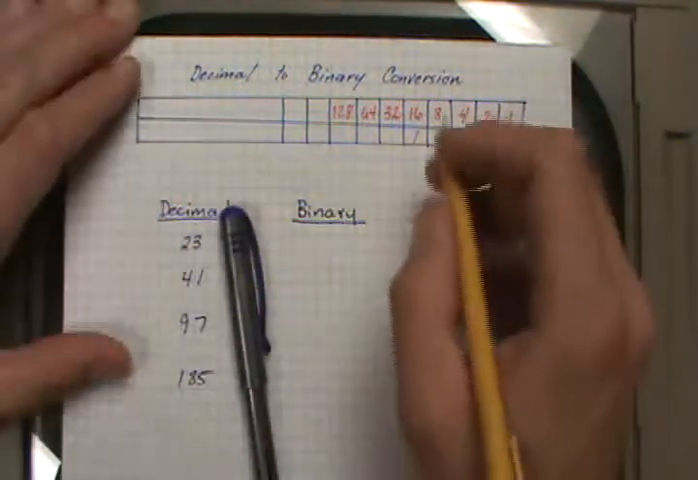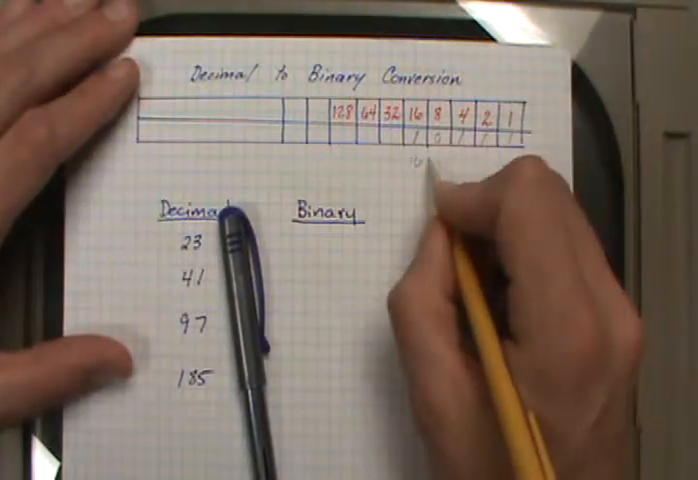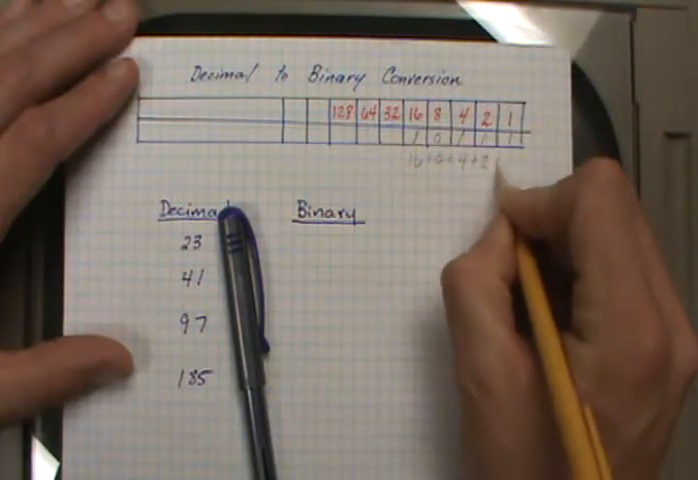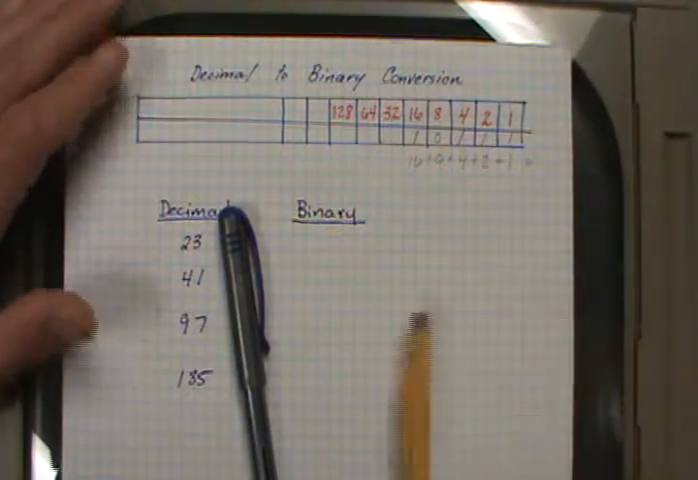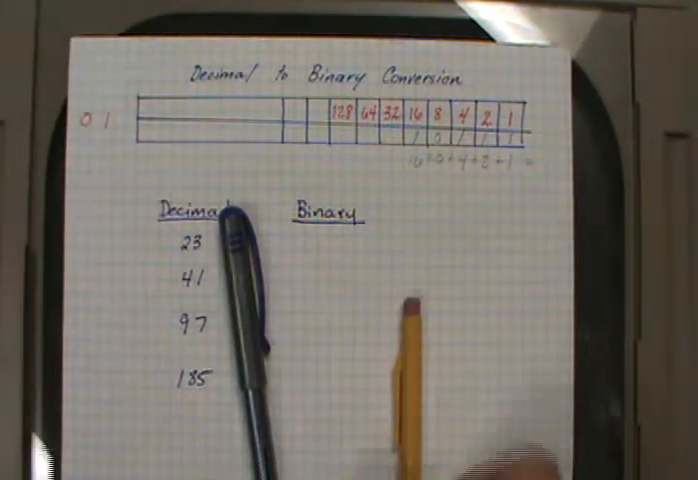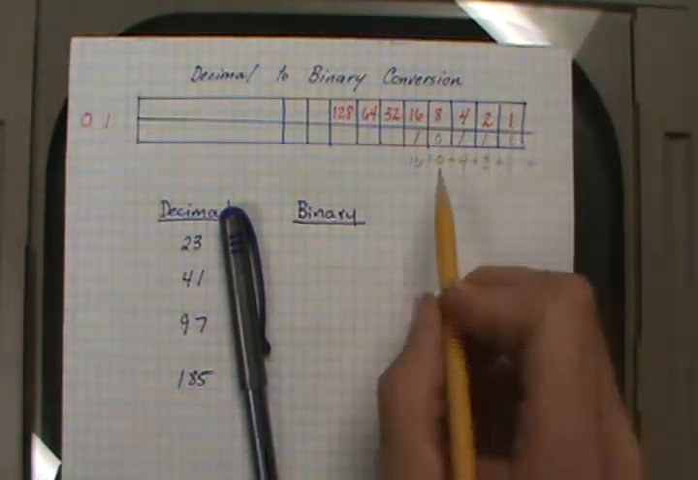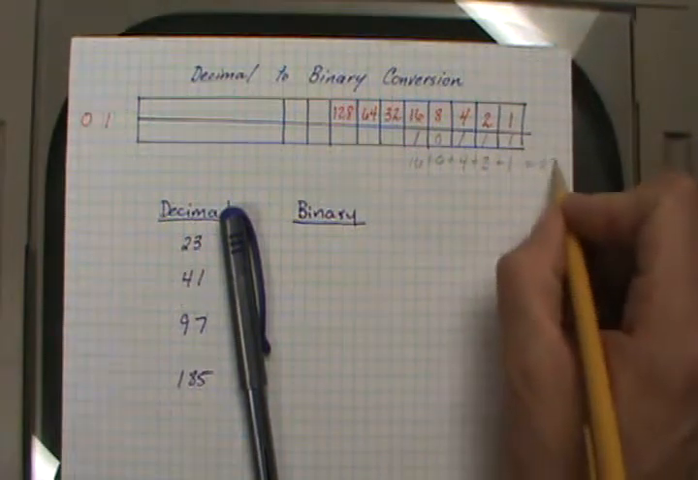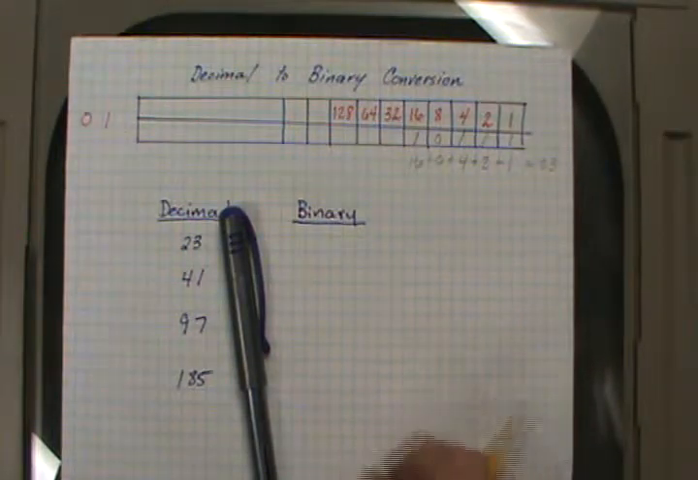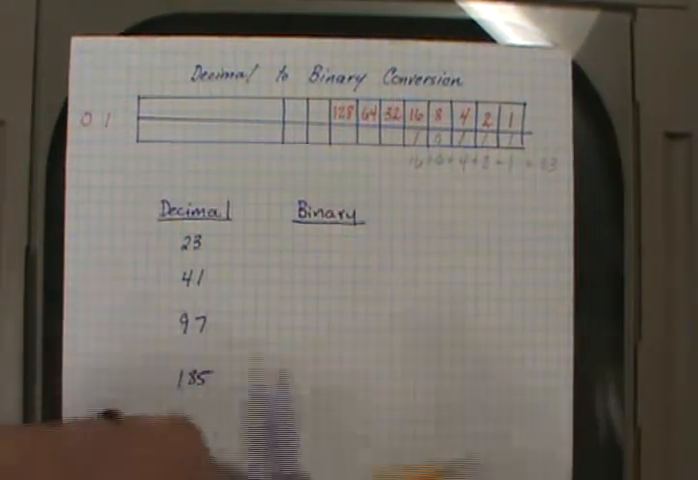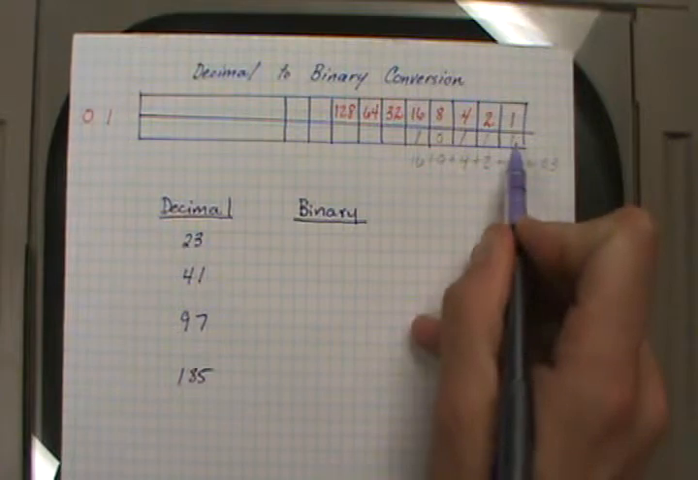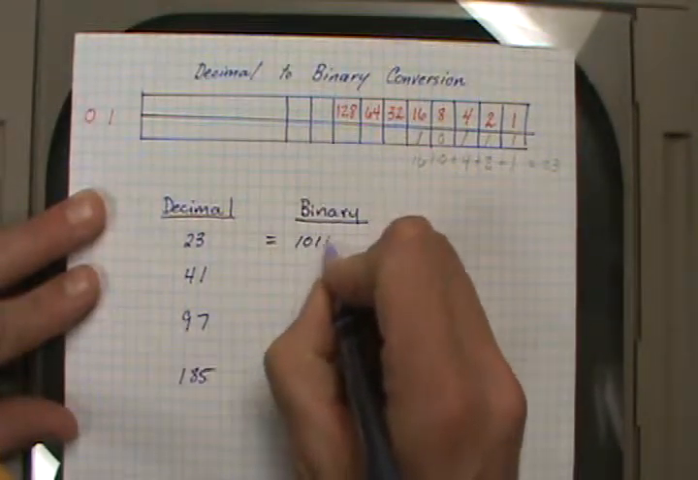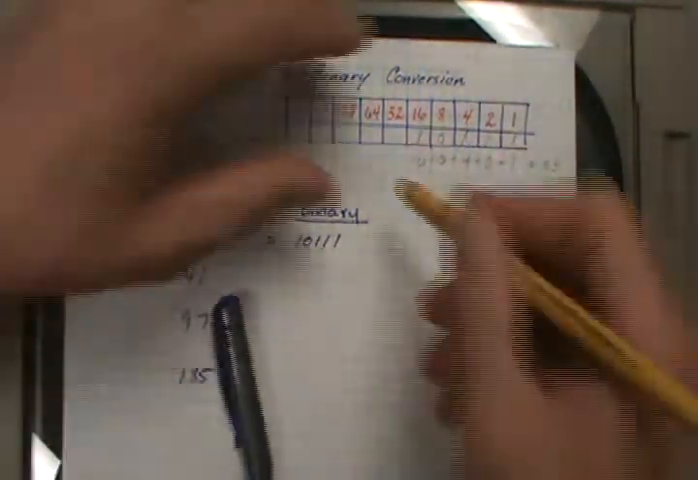So that's basically like us saying 16 plus 0 plus 4 plus 2 plus 1. And see what that gives us. 16 and 4, that's going to equal 20, 21, 22, and 23. That's going to equal 23. Alright, so we know 1, 0, 1, 1, 1 equals 23.